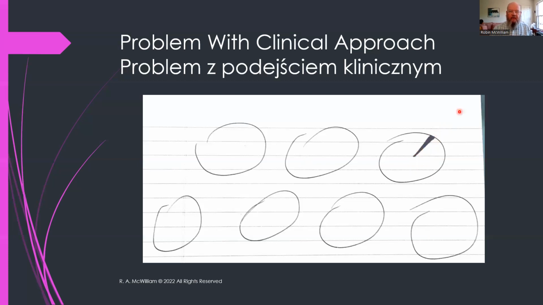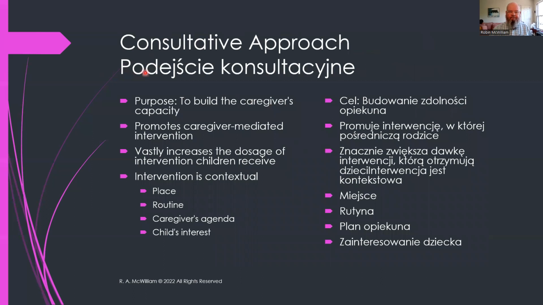Which takes us on to the consultative approach. The purpose of the consultative approach is to build the caregiver's capacity. It promotes caregiver-mediated intervention. So now we come to realize that one of the principles of this way of thinking is that all the intervention occurs between visits, because the visits are too short to make a difference to the child's acquisition of skills or developmental trajectory.